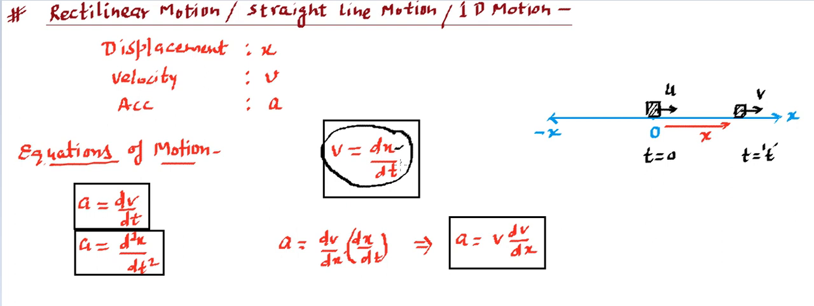You just need to think about what variables it includes. If there is involvement of x, t and v, then go for this. If there is involvement of v, t and a, go for this. If there is x, t, a, go for this. If there is v, x and a, go for this. So these are basically combinations based on the question that is given to us.